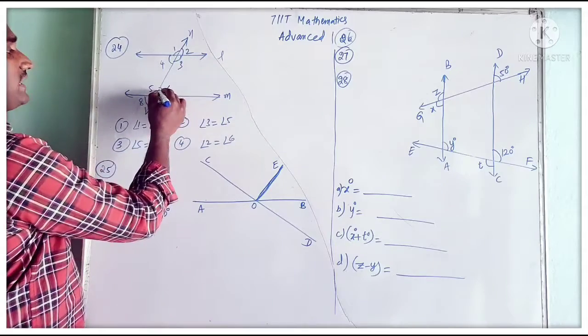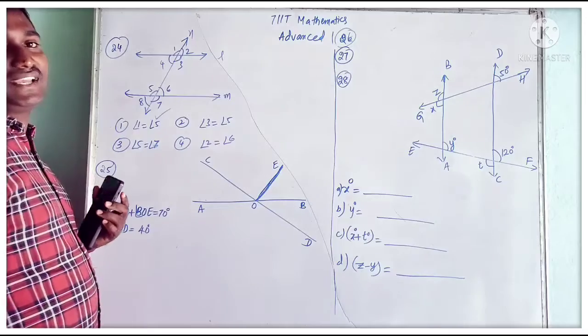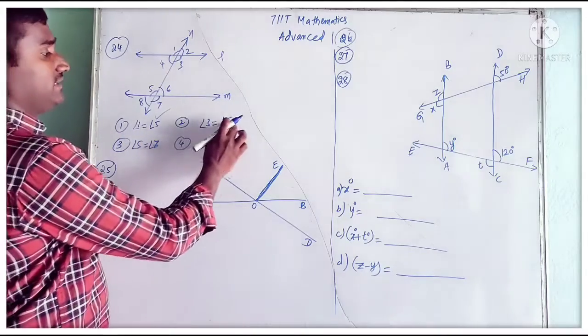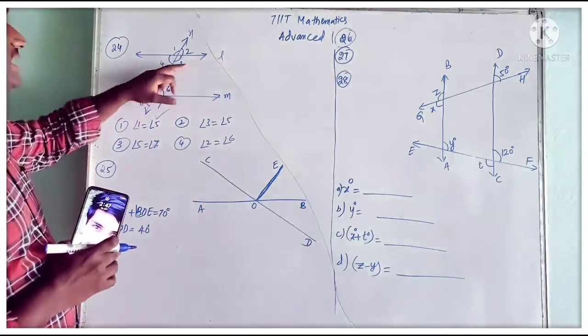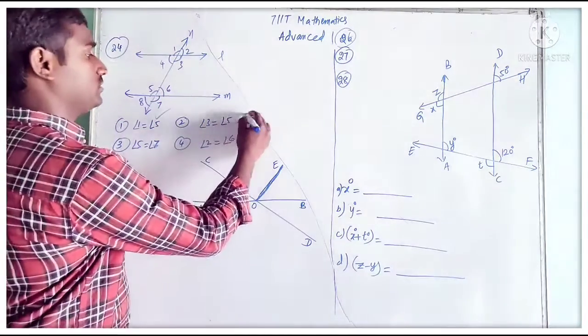Angle 3 equals angle 5, they are given. Which type of angles are these two? These two angles are alternate interior angles. If the two lines are parallel, all the alternate interior angles are also equal. So this is also true.